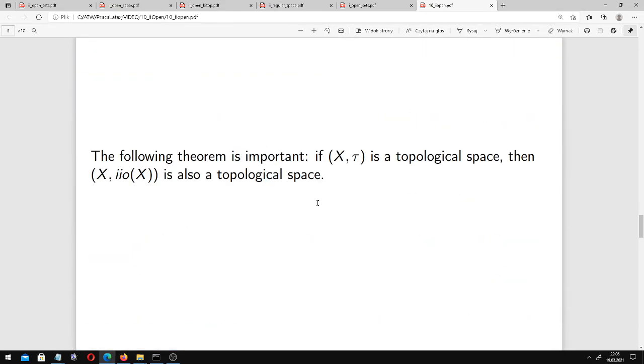The following theorem is important and it has also been proved by our authors. If we have a topological space, then the set of II open sets on X is also a topological space. So they have these sets, II open sets, they have all the expected properties of topology, closure under finite intersections and closure under arbitrary unions, and so on.